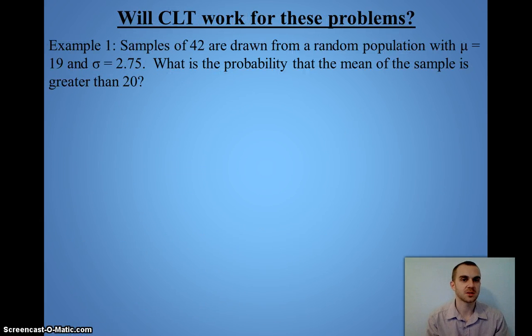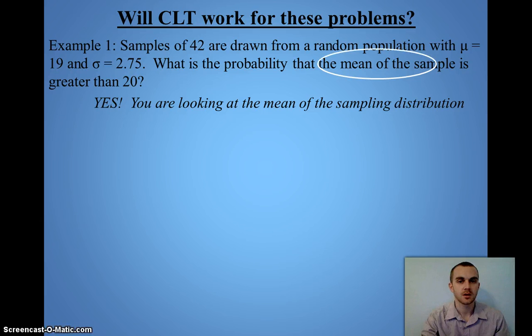So let's look at a couple problems here. Samples of 42 are drawn from a random population with a mean of 19 and standard deviation of 2.75. They want to know the probability that the mean of the sample is greater than 20. We ask ourselves a couple of different things. First, to use the central limit theorem, we have to make sure that n is greater than 30. Second, we want to make sure we're looking at the mean of the sampling distribution. In this case, we're looking at samples of 42 and the mean of the samples. So yes, that would be a central limit theorem problem.